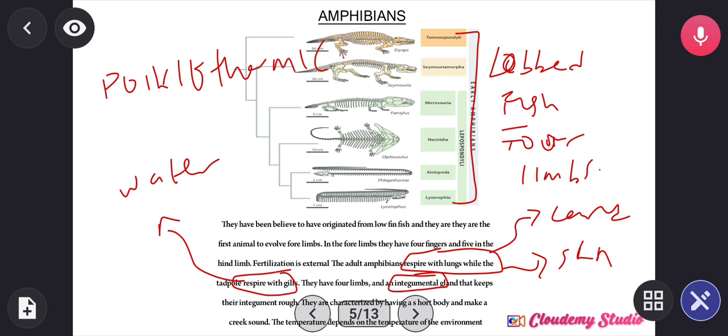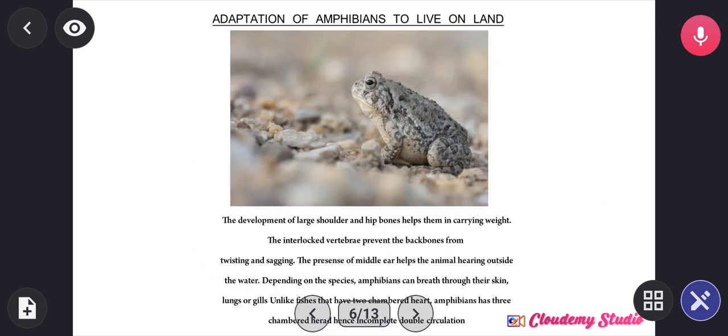So these are early amphibians that you are seeing in this image here. Now, what are the adaptations of amphibians to live on land? Since we say they moved from water and live on land, what are the adaptations? I'm going to mention a few of the adaptations of amphibians to live on land. The first one, which is one of the most important, is the presence of large shoulder and hip bones. They have large shoulder and hip bones, and this helps them in carrying weight.